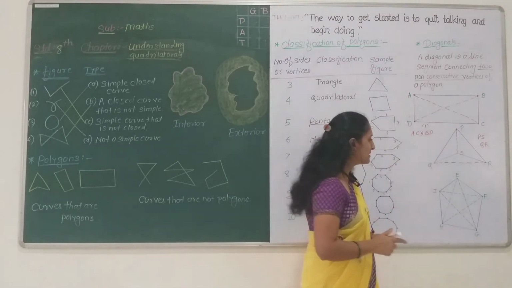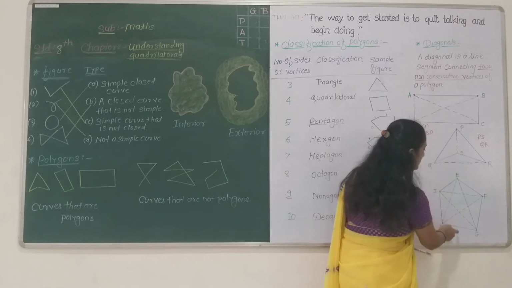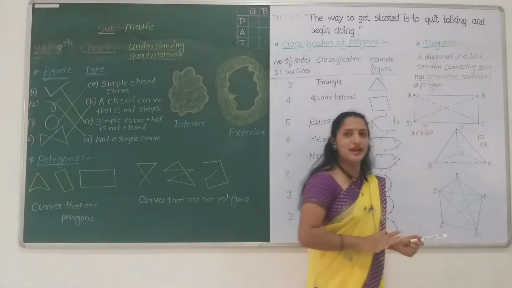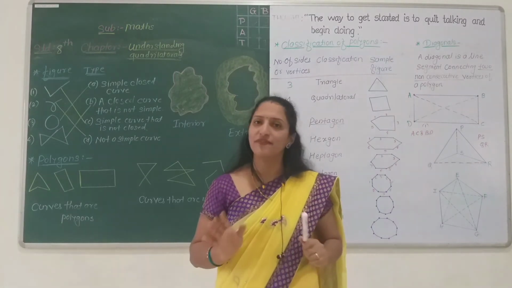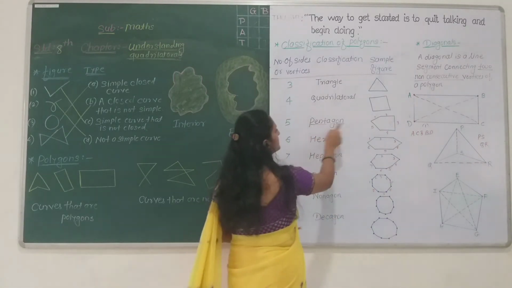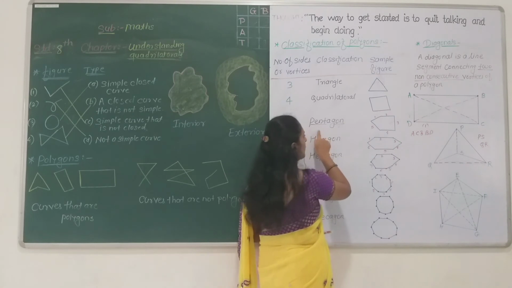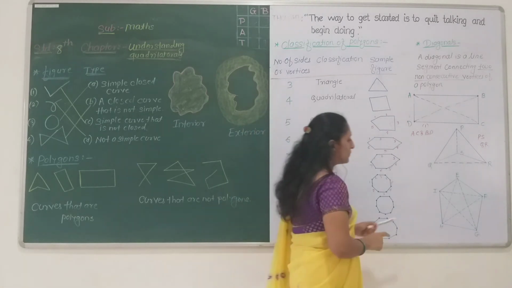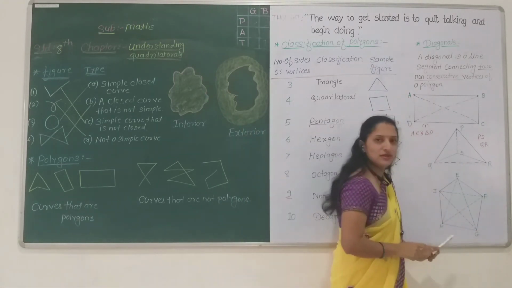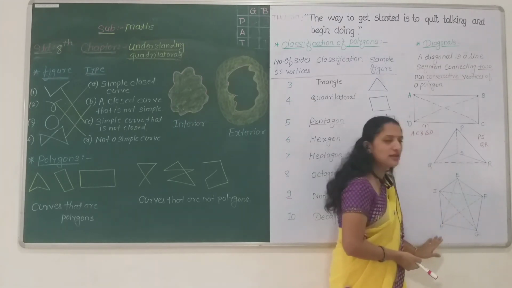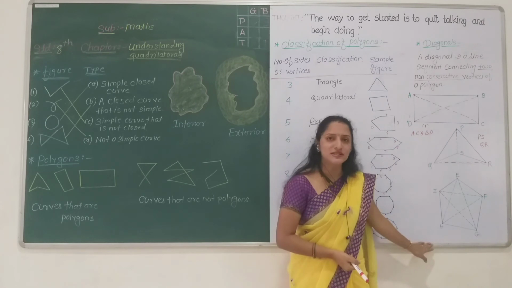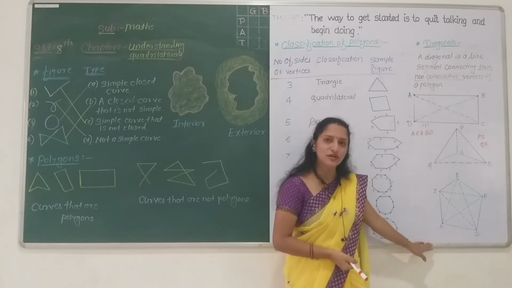Now this figure has 1, 2, 3, 4 and 5 sides. So this polygon is named a pentagon. Right? A 5-sided polygon is called a pentagon. So here is the pentagon. Okay. Here the dotted lines are the diagonals of this figure. Now tell me what are the diagonals?